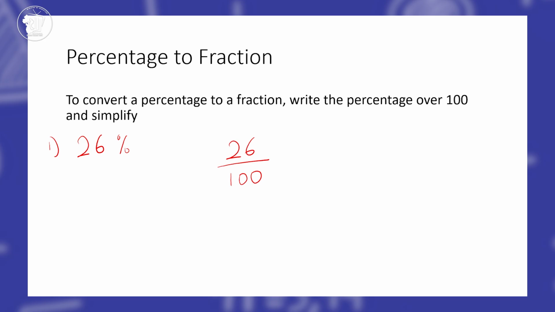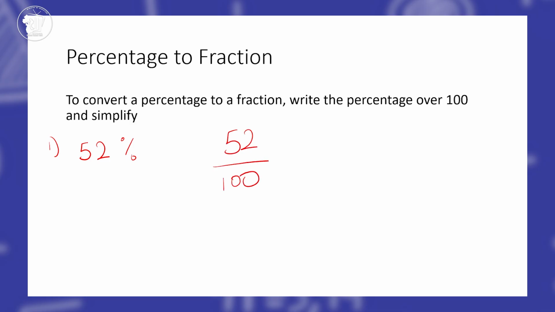And then we simplify. We know 2 can divide 26. 26 divided by 2 will give you 13. 100 divided by 2 will give you 50. So 26% to a fraction would be 13 over 50. Let's say now we wanted to convert 52% to a fraction. This would simply be 52 over 100.